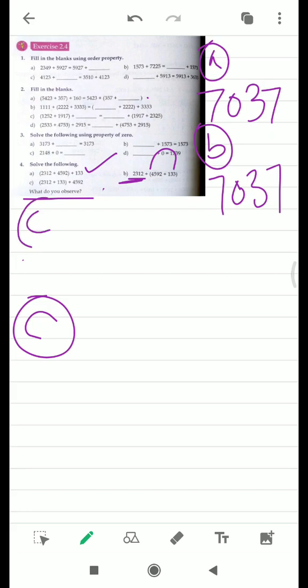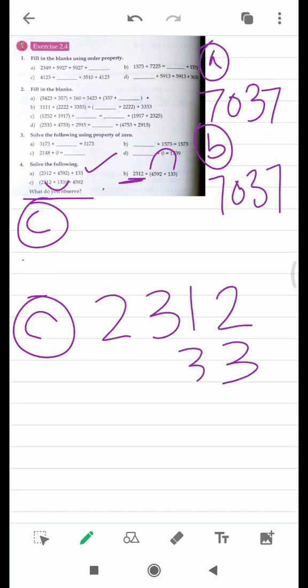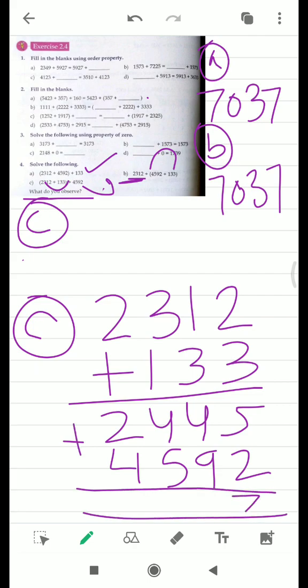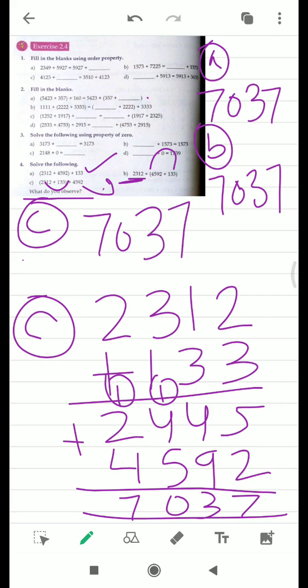C part, and we'll write the answer to C part here. First we need to add these two, 2312 and 133. 5, 4, 4, 2. Now add this one, 4592. It's 7, 13, it's 10, and it's 7. So now you tell me, what do you observe from this?